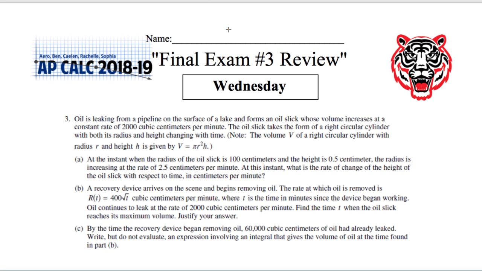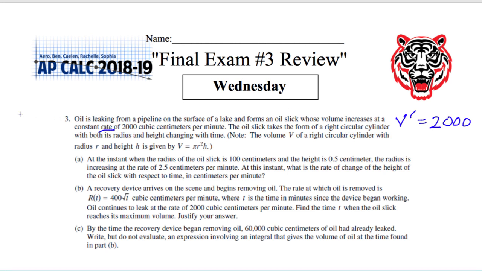So Rochelle, what should I label this? Is this V, V prime? What is 2,000? Leaking from a pipeline on the surface of the lake, it increases. So it's going to be V prime. V prime, yeah, it's a rate. It says rate right here. So V prime is equal to 2,000. And our units are going to be cubic meters, so meters to the power of 3 per minute. The oil slick takes on the form of a right circular cylinder.